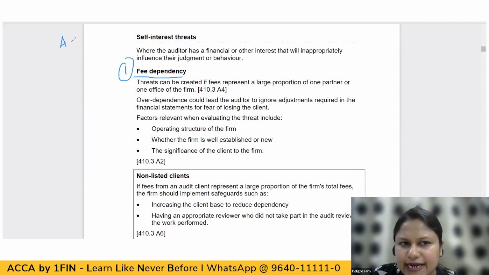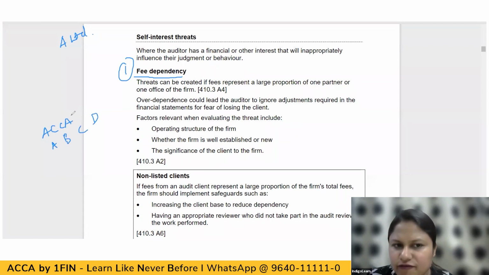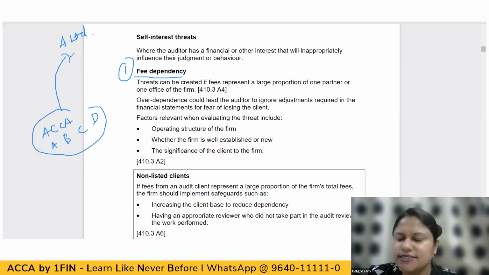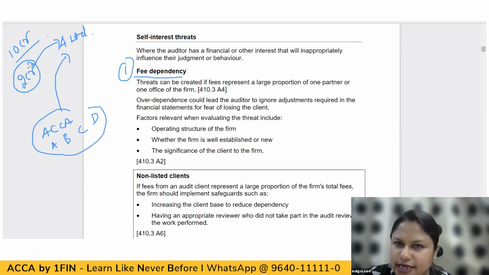There is a particular client A Limited, and this is our firm of ACCAs. We are 4 partners, partner A, B, C, D. One of the clients for us is A Limited. Our firm's total revenue is 10 crores for the year, out of which 2 crore comes from A Limited only. So the major portion of our income is coming from A Limited. Now, obviously, if I lose A Limited, I am going to lose the major share. Because of which you will be having some kind of interest in this particular client.